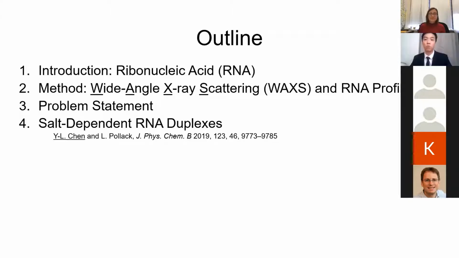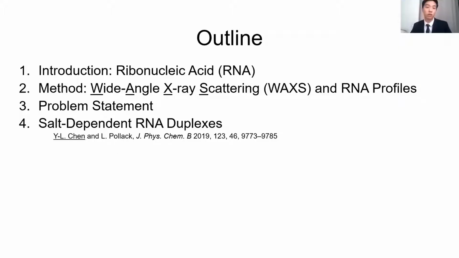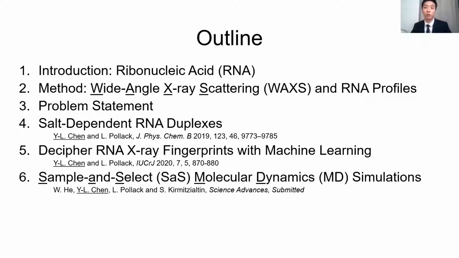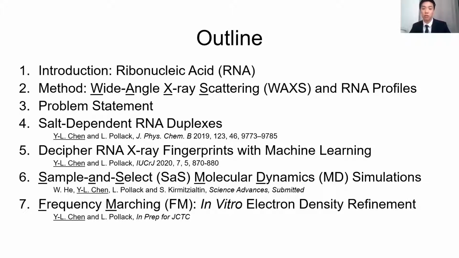I will talk about ways to model the experimental data with atomic structures of RNA and our discovery on the salt-dependent RNA duplexes. Then we will combine machine learning to decode experimental data and mine the useful information to understand RNA molecules. And I will talk about a new way to bridge molecular dynamics simulations with experimental measurement by using a strategy called sample and select. And finally, if we don't have any atomic structures in hand, I will propose a novel algorithm called frequency matching to get electron density from just the experimental data.